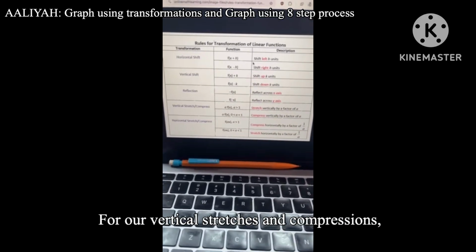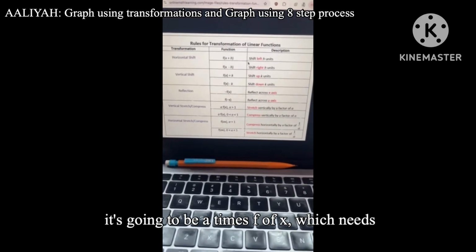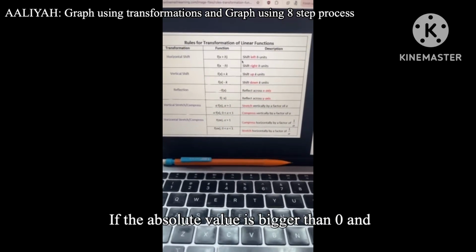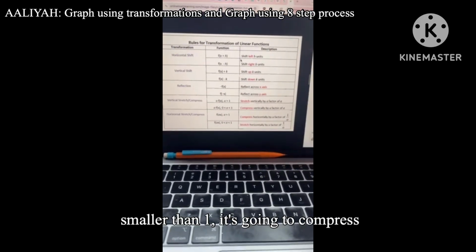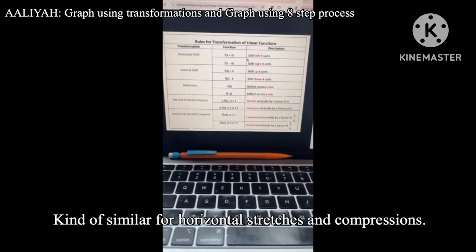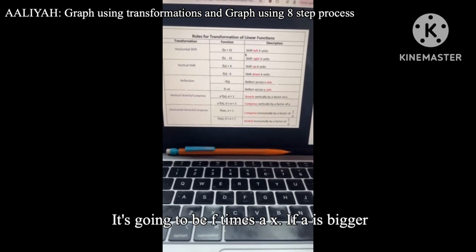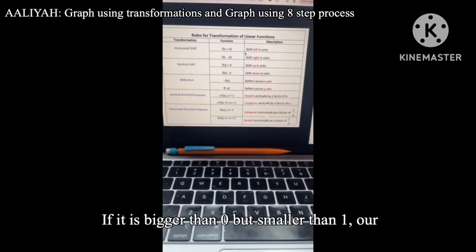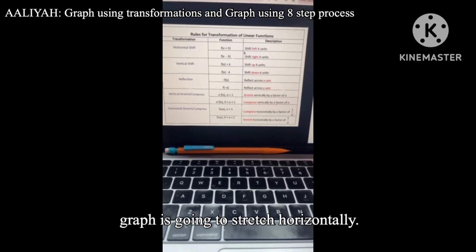For our vertical stretches and compressions, it's going to be a times f(x), and we look at the absolute value of a. If the absolute value is bigger than 1, it's going to stretch vertically. If the absolute value is bigger than 0 and smaller than 1, it's going to compress vertically. Similar for horizontal stretches and compressions, it's going to be f(ax). If a is bigger than 1, our graph is going to compress horizontally. If it is bigger than 0 but smaller than 1, our graph is going to stretch horizontally.